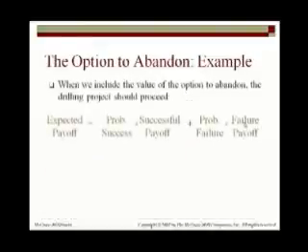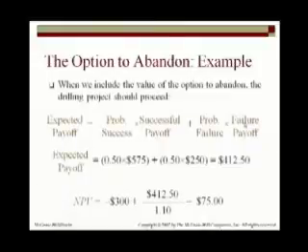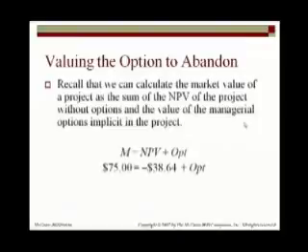So we have this now. There's the 50% chance of success times 575, and the 50% chance of failure, in which case we salvage 250. Now the expected payoff is $412.50, and when we calculate the net present value, we get $75. Now remember that we said the value of the firm was equal to the net present value plus the value of the option. So we know that the value of the firm with the option is 75, and the net present value without the option is minus 38.